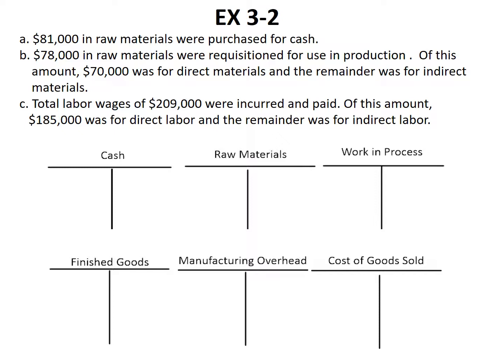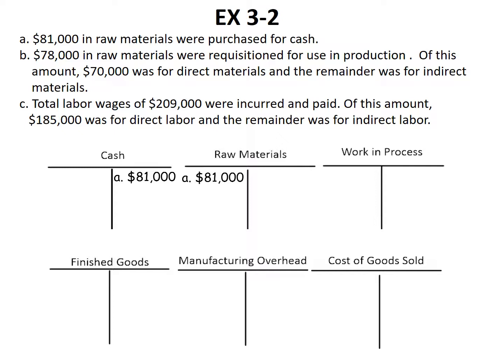Transaction A says that $81,000 in raw materials were purchased in cash. So in this case, we're going to increase the value of our raw materials to reflect the purchase, and we're also going to decrease the cash asset, which represents the amount of cash that we spent to purchase the raw materials. So the entry is debit raw materials for $81,000 to increase the value of materials, and then credit cash for $81,000 to decrease the value of the asset. Let's take a look at transaction B.